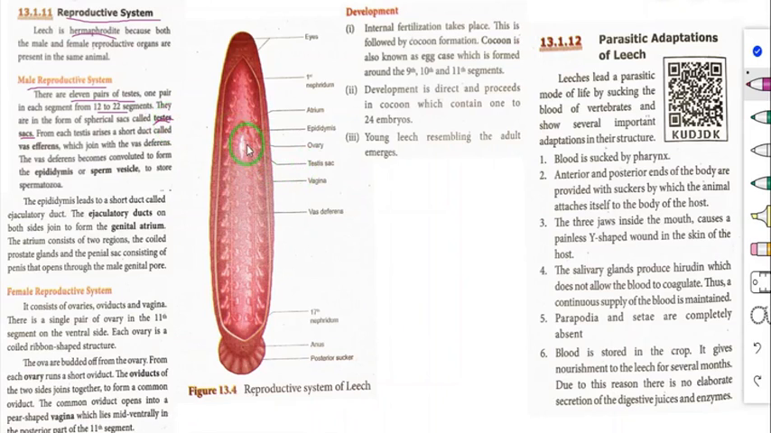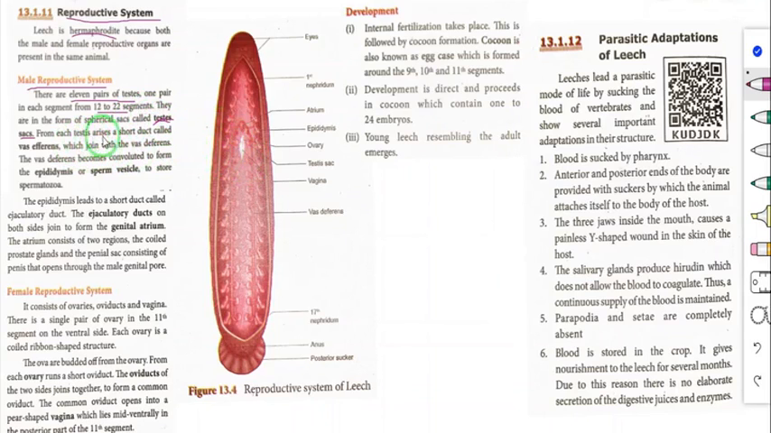Okay, it's a spherical shape. So how many pairs of testes are present? How many pairs? 11 pairs of testes. 1, 2, 3 like that. Okay, totally 11 pairs of testes are present in 12 to 22 segments. So it looks like a spherical sac. So that is known as testis sac.